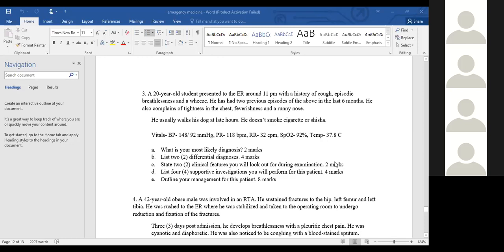All right, so COVID, bronchitis, bronchiolitis, pneumonia. If you write bronchiectasis, you are correct. It's fine. All right, so I've already mentioned some clinical features, but just to see that you were listening, state 2 clinical features you will look out for during your examination.